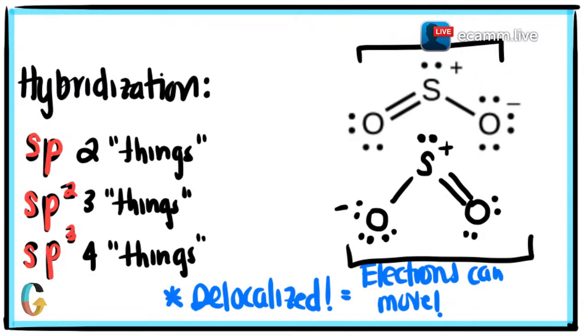So that's why these electrons jump, because it's all about stability and it's basically sharing. It's sharing those charges so that one single atom doesn't have to hold the charge forever. Hopefully that makes sense.